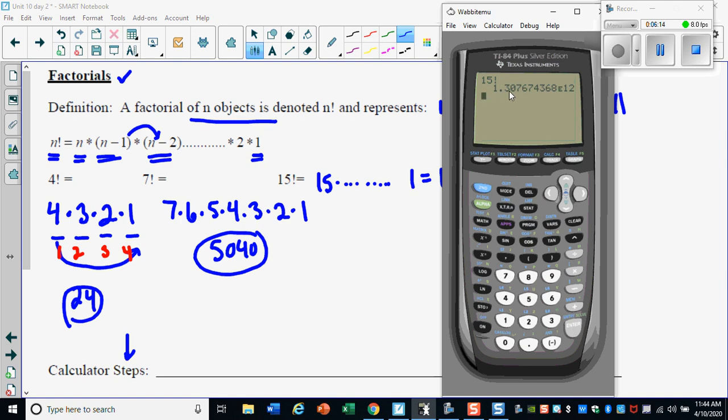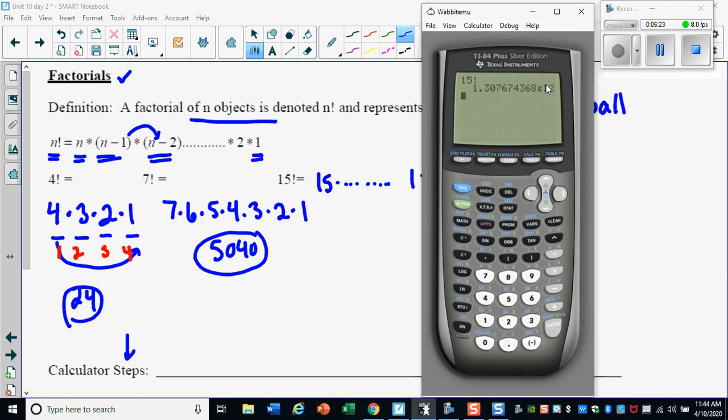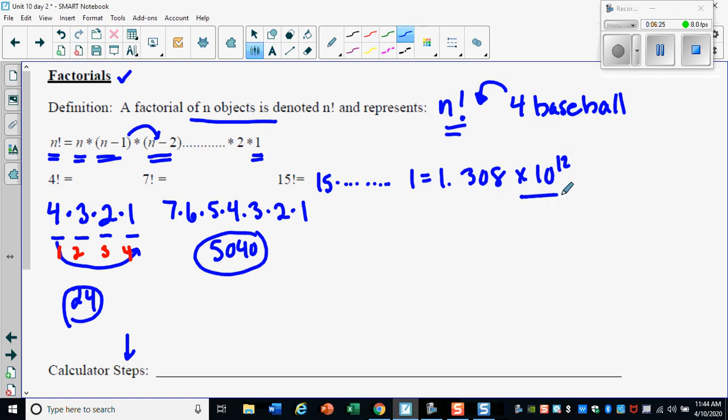Now it gives you 1.0376, so we just rounded to 8, E to the 12th, which means times 10 to the 12th. Anytime you see that E to the 12th, it means times 10 to the 12th. It's not the letter E, it's just saying times 10 to the 12th.